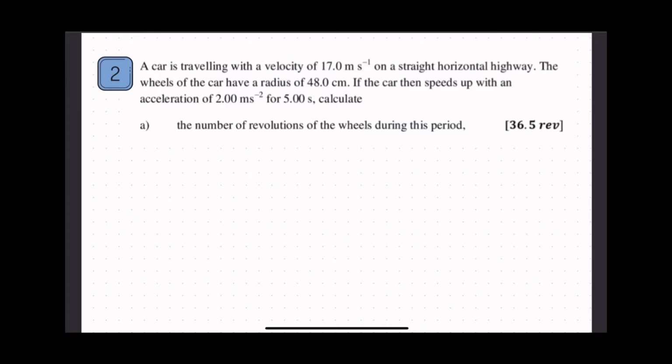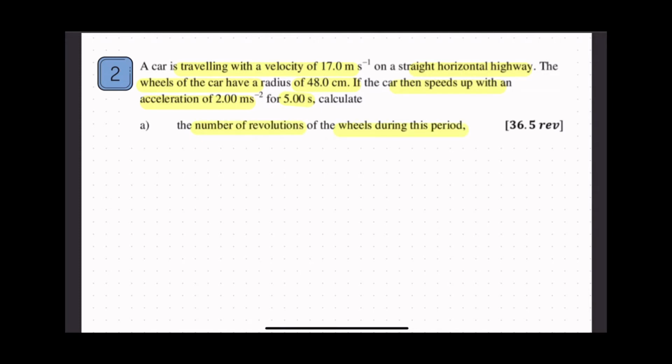Okay, next is number 2. A car is travelling with a velocity of 70 meter per second on a straight horizontal highway. The wheels of the car have the radius of 48 centimeter. If the car then speeds up with the acceleration of 2 meter per second square for 5 seconds, calculate the number of revolutions in the wheels during this period.